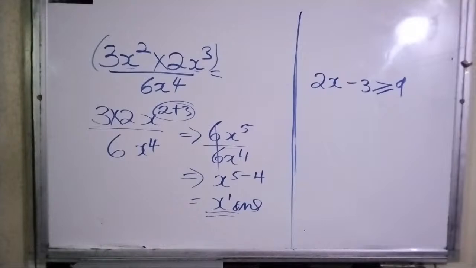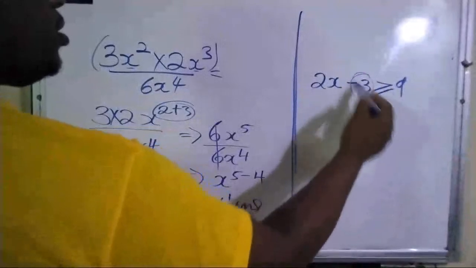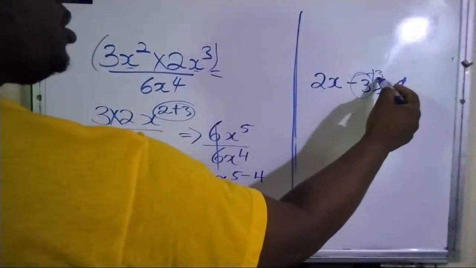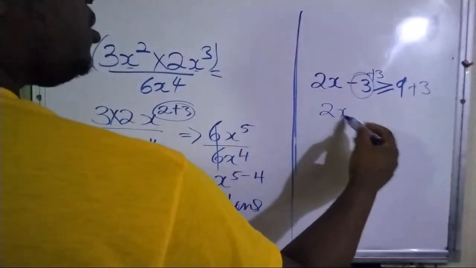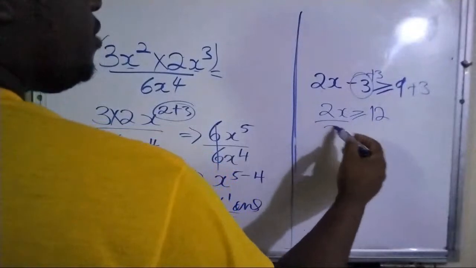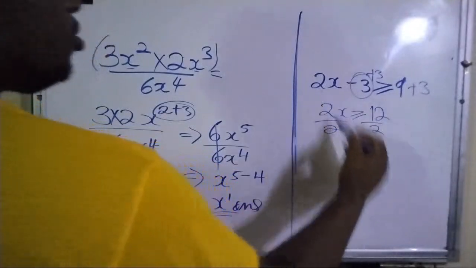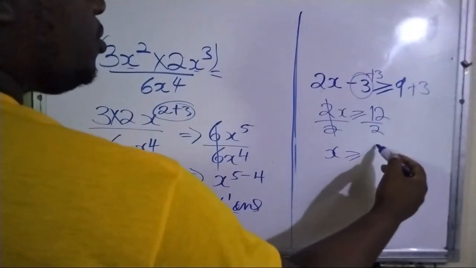Alright, for this one now, I'm going to show you guys something. We have 2x minus 3. We get rid of this by taking the inverse, which is plus 3. Anything you do to one side, you do to the next side. So 9 plus 3 is 12, and then we divide by 2. Alright? Because we're multiplying here, so we divide. So x is greater than or equal to 6.